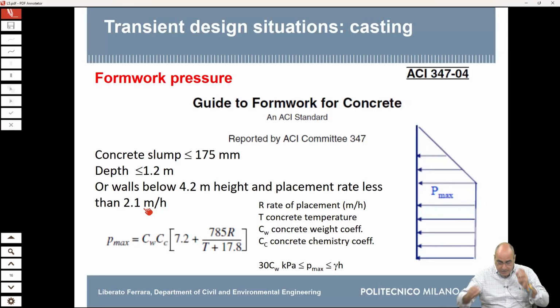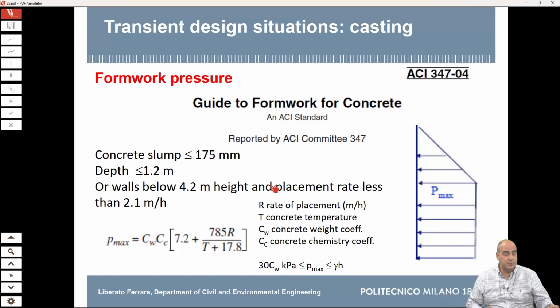And you see this P maximum is calculated as a function of the rate of placement. The slower you go, the lower is this P max. And of the concrete temperature, because we know that in colder temperature, concrete sets slower, and in higher temperature, concrete sets faster. Then you have a concrete weight coefficient and the concrete chemistry coefficient, which take into account concrete weight, you can have lightweight, you can have heavyweight concrete, and so on.